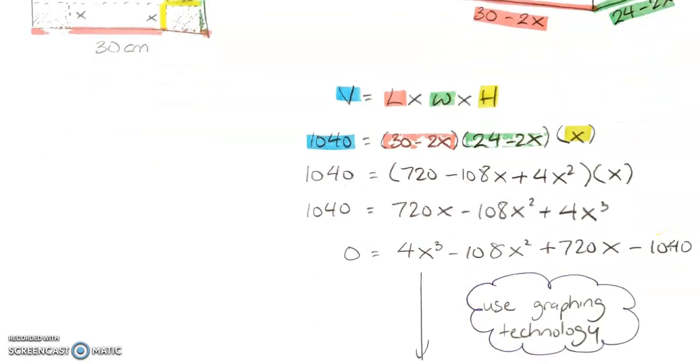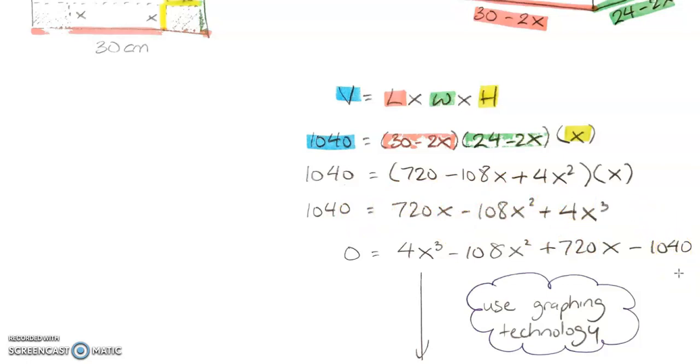You're going to expand. I've done the expansion of these two binomials, keeping it in brackets, and then you're going to take the x and expand it into that answer. So you get something like this. Move everything onto one side so that you get a 0, and make sure that the highest degree goes first. And then there we go. That's the x. And then lastly, the negative 1,040.